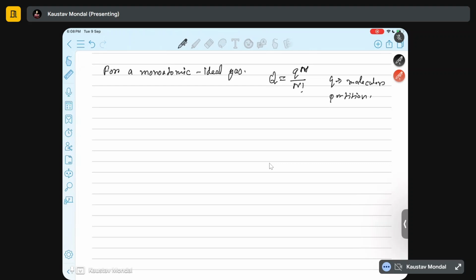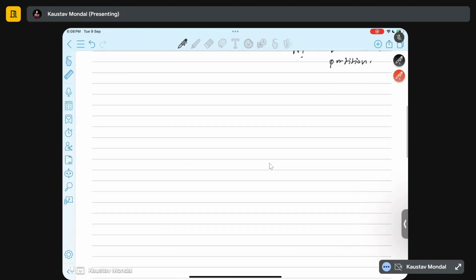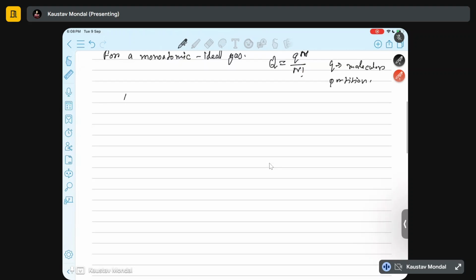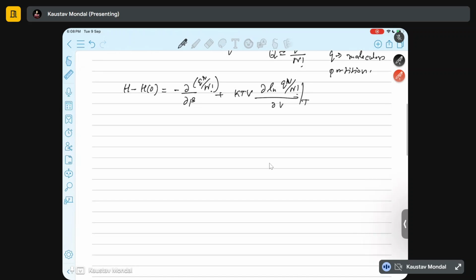Here it's non-interacting. So for this case, we just substitute the expression of capital Q in the expression of the enthalpy: del beta of q to the power N by N factorial, similarly KTV del of ln q to the power N by N factorial by del V at constant T. After doing this whole derivation, we got the expression of enthalpy. It looks like this: 5 by 2 NKT.